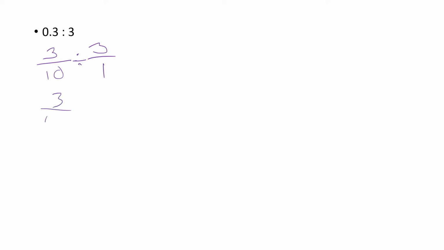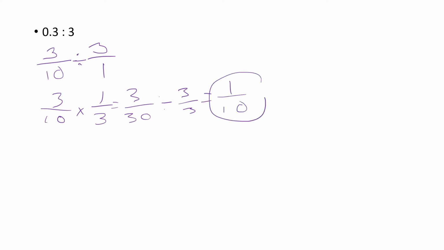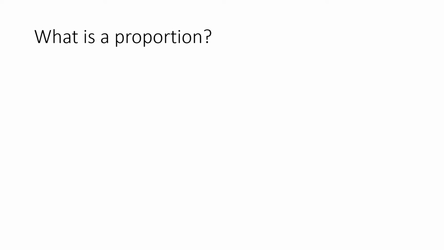Copy, dot, flip. To get 3 over 30, that can be reduced. We can divide top and bottom by 3 and get 1 over 10, or 1 to 10. So that's a ratio. What about then proportions?